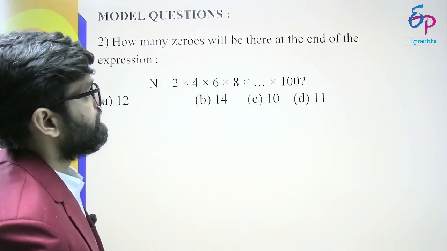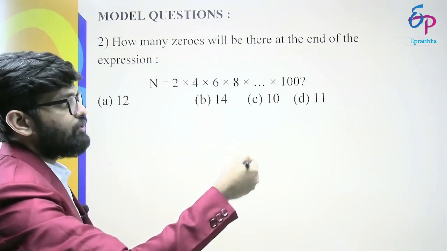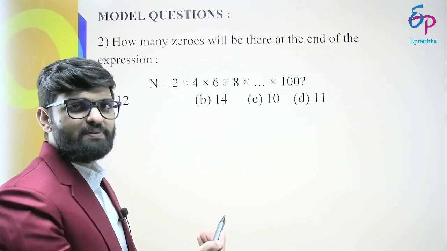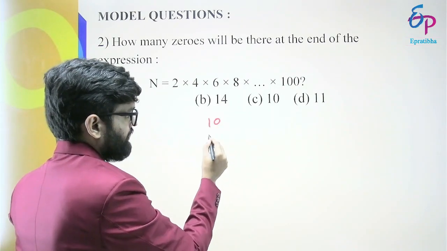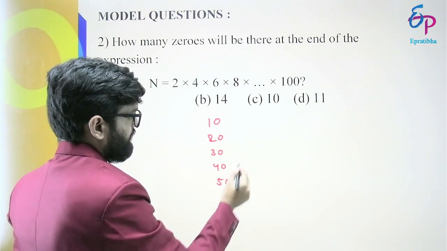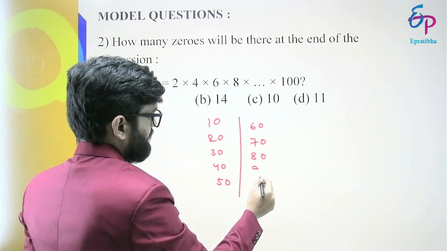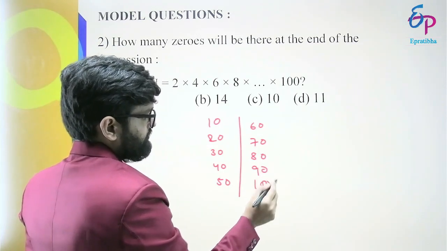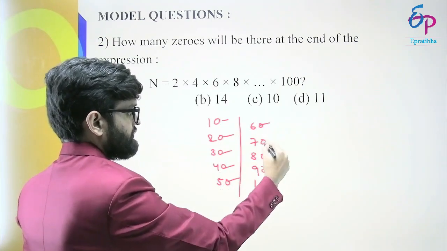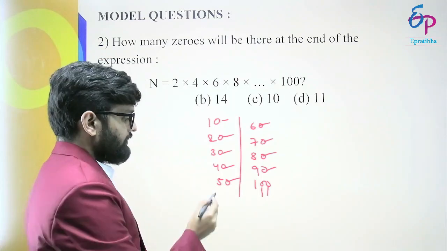Now how many zeros will be there at the end of this expression? N is equal to 2 × 4 × 6 × 8 and so on up to 100. So where will we get zeros in this expression? Whenever you have 10, 20, 30, 40, 50, 60, 70, 80, 90 and 100, right? So you will get zeros from here. See here: 1, 2, 3, 4, 5, 6, 7, 8, 9, 10, 11 zeros are there. But there is one twist.